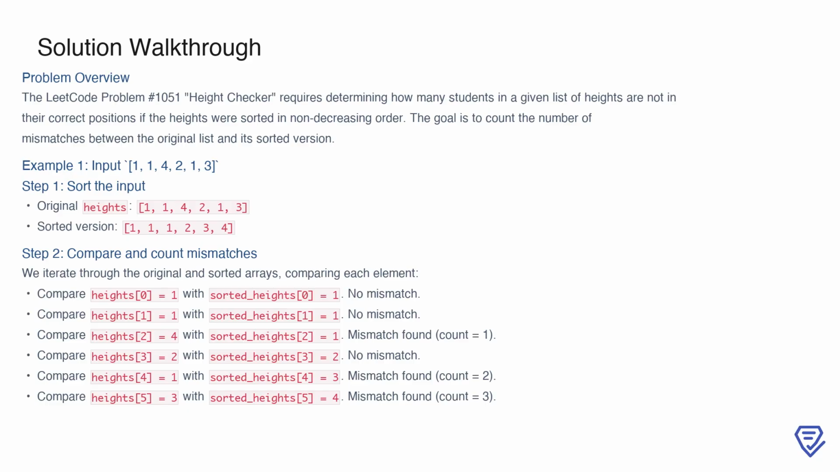Starting with the first two values, 1 matches 1, so there's no mismatch. The same is true for the second pair. However, for the third value, 4 does not match 1, so we increment the mismatch count to 1. Continuing, 2 matches 2, so no increment here. But for the fifth value, 1 does not match 3, so the count increases to 2. Finally, 3 does not match 4, bringing the count to 3 mismatches overall. Therefore, the output for this input is 3.